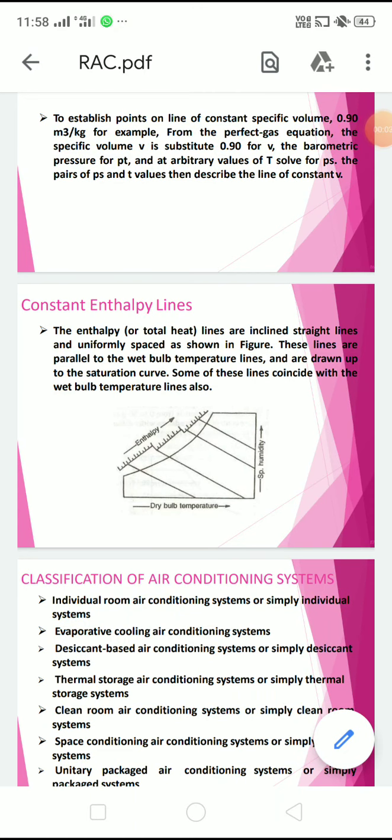Fourth unit, second part, constant enthalpy lines. The enthalpy lines are inclined straight lines and uniformly spaced as shown in the figure. These lines are parallel to the wet bulb temperature lines and are drawn up to the saturation curve. Some of these lines coincide with the wet bulb temperature lines also.